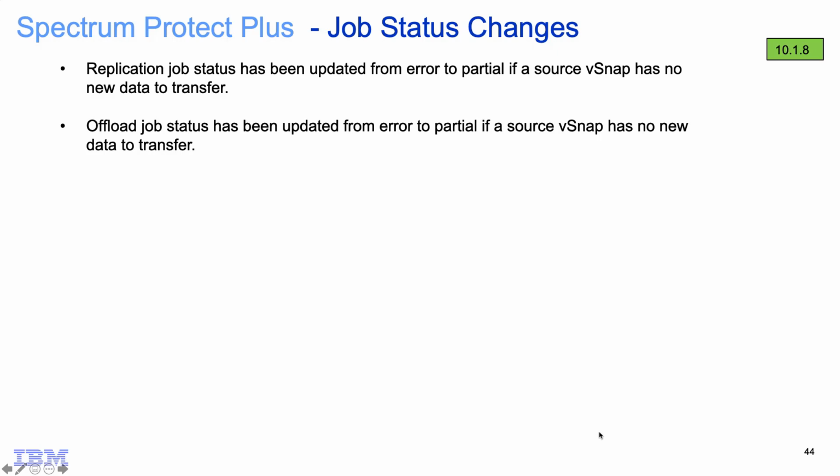Job status changes. Again, this is just a convenience feature. Replication job status has been updated from error to partial if the source vSnap has no new data to transfer. And again, it kind of makes sense, right? If you have no data to replicate when you're replicating a vSnap, then it's probably okay, right? You just might want to be notified, but it's not necessarily a total error because you may not have had any backups when you do the replication. And the same thing is true for copy and archive jobs.